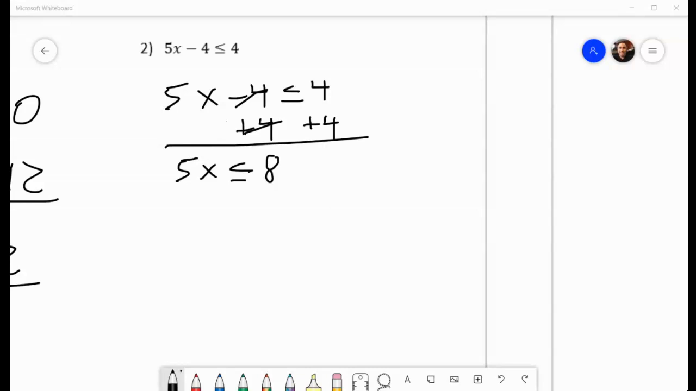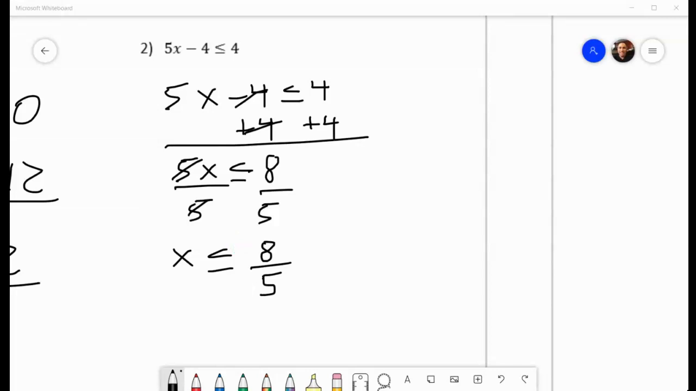Okay, again, we added 4, right? Because I want to get x all alone, just like an equation. Okay, so now what happens? Well, next, we don't want 5 times x, we want x. So divide by 5. By doing that, the 5's cancel, and we get x less than or equal to 8 over 5. There we go. So that's what we get here.